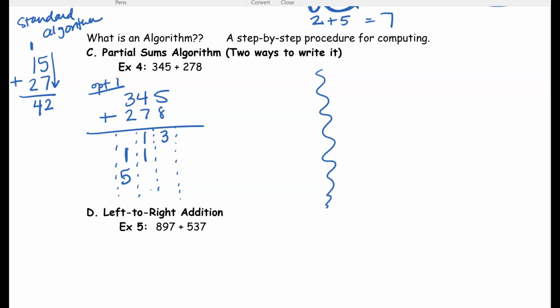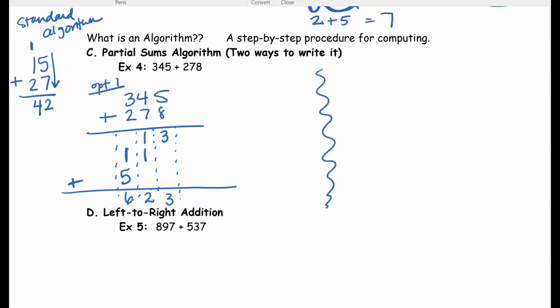So essentially it's a lot like when we carry, it's just we're writing everything down below in the column that it belongs. Okay, then we add everything up. So the 3 comes down, 1 plus 1 is 2, and 5 plus 1 is 6, and we get 623. And again, the goal is not the 623 part. It's the knowing how to do it with the partial sums algorithm.